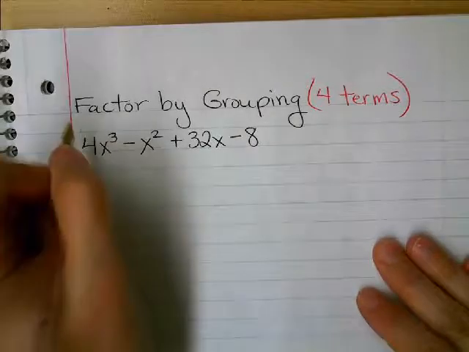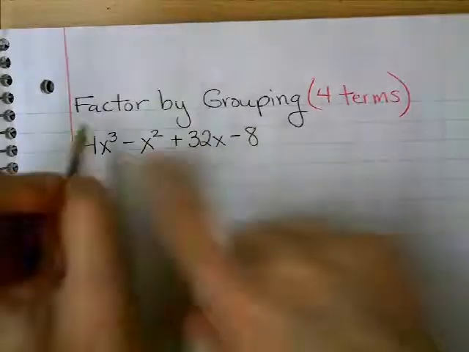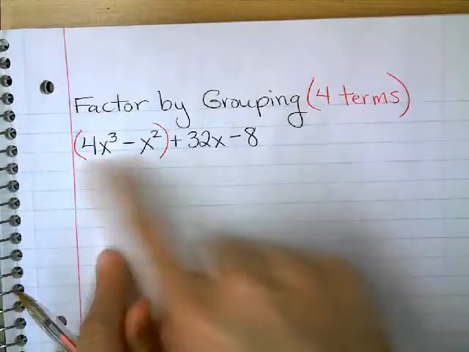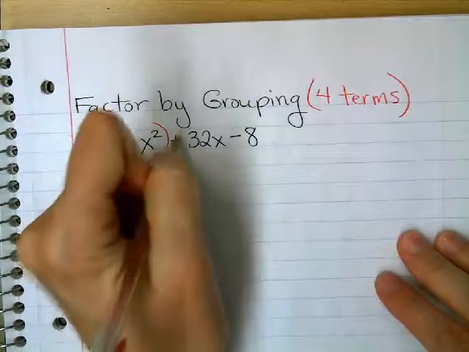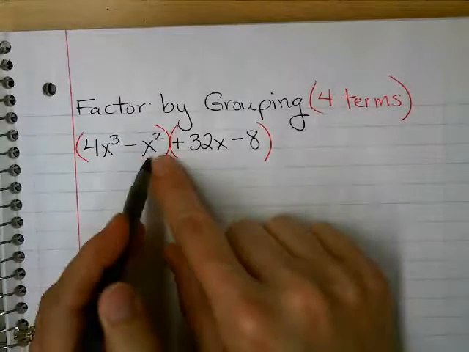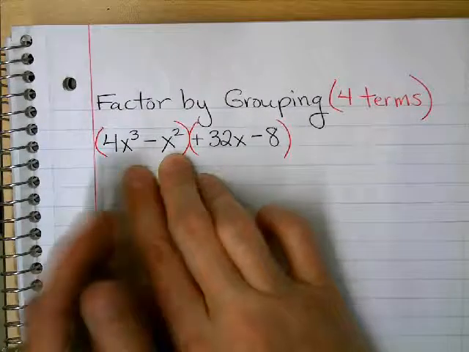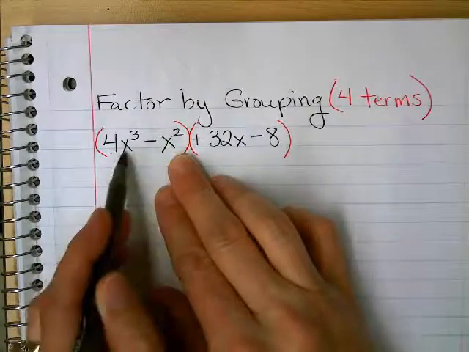So you pair it up. If it's factor by grouping, you have 4 items in the problem. 1, 2, 3, 4. So you pair it up. So you look at the first 2 items. Okay? The 4x to the third minus the x squared. You just look at those 2 things. What do they have in common?